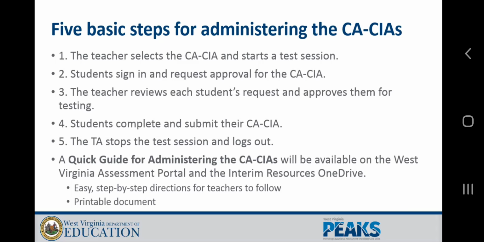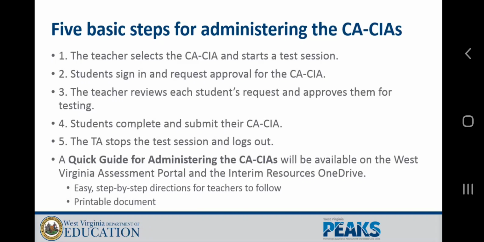There are 5 basic steps for administering the CA-CIAs. 1. The teacher selects the CA-CIA and starts a test session. 2. Students sign in and request approval for the CA-CIA. 3. The teacher reviews each student's request and approves them for testing. 4. Students complete and submit their CA-CIA. 5. The teacher stops the test session and logs out.